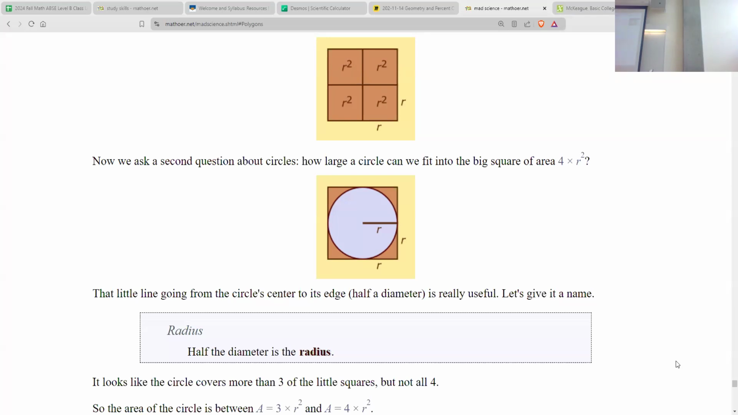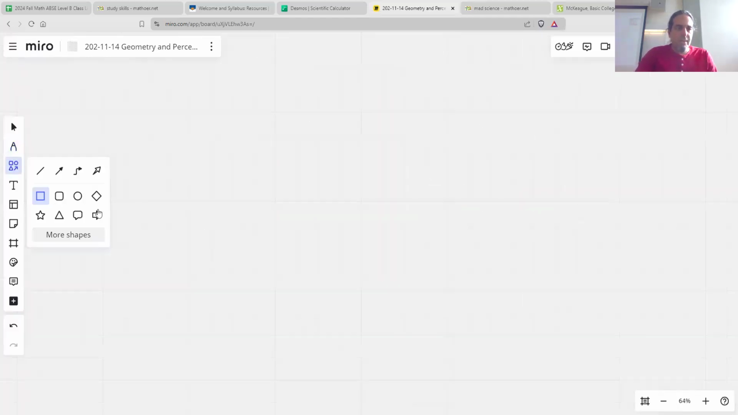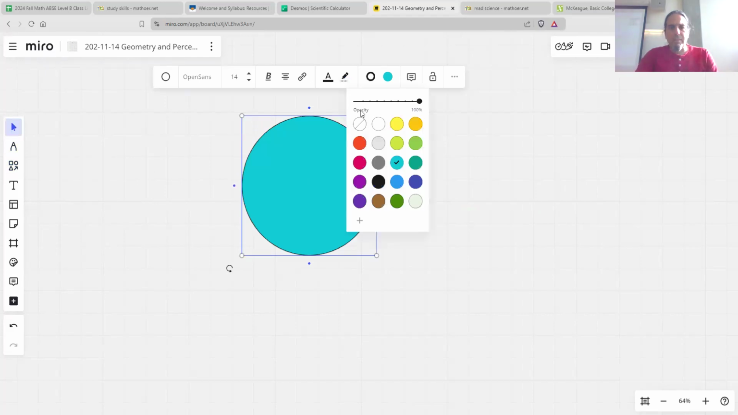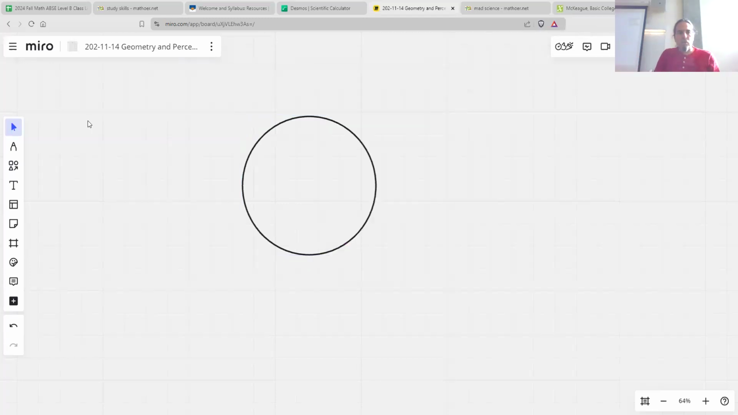Your textbook will write that differently. It will say something like, for a circle, it's going to say that the circle has some distance across. And the whole distance across we need a name for. So we're going to call it D for diameter.